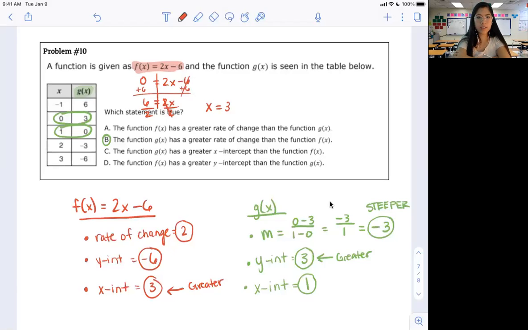Why is it not C? C is the function g of x has a greater x-intercept. G of x does not have a greater x-intercept. G of x has a lesser x-intercept.